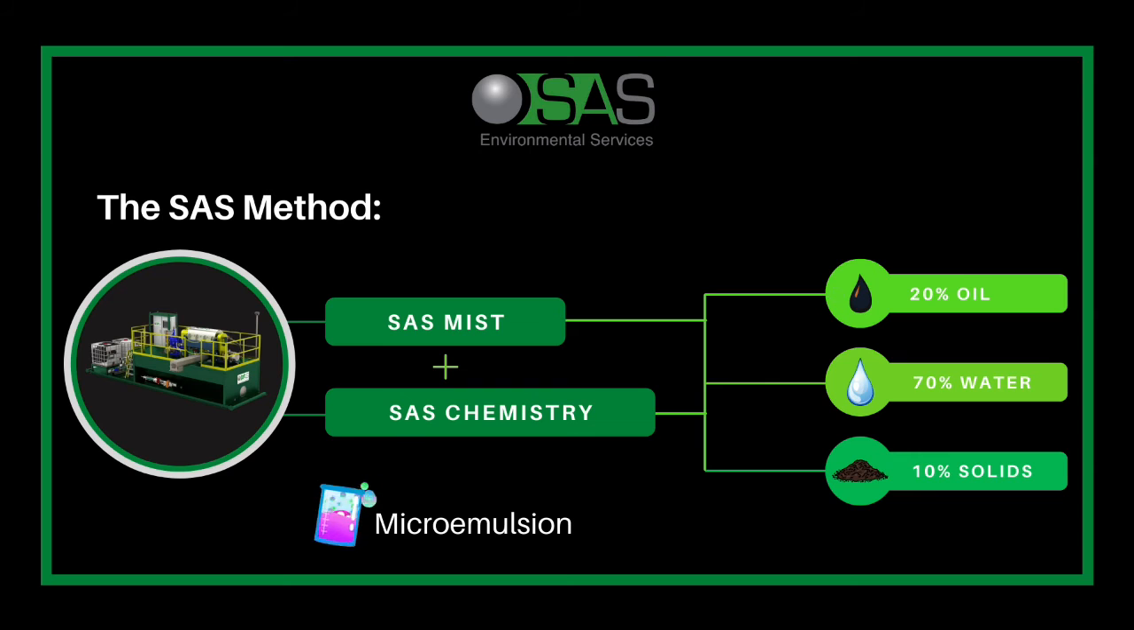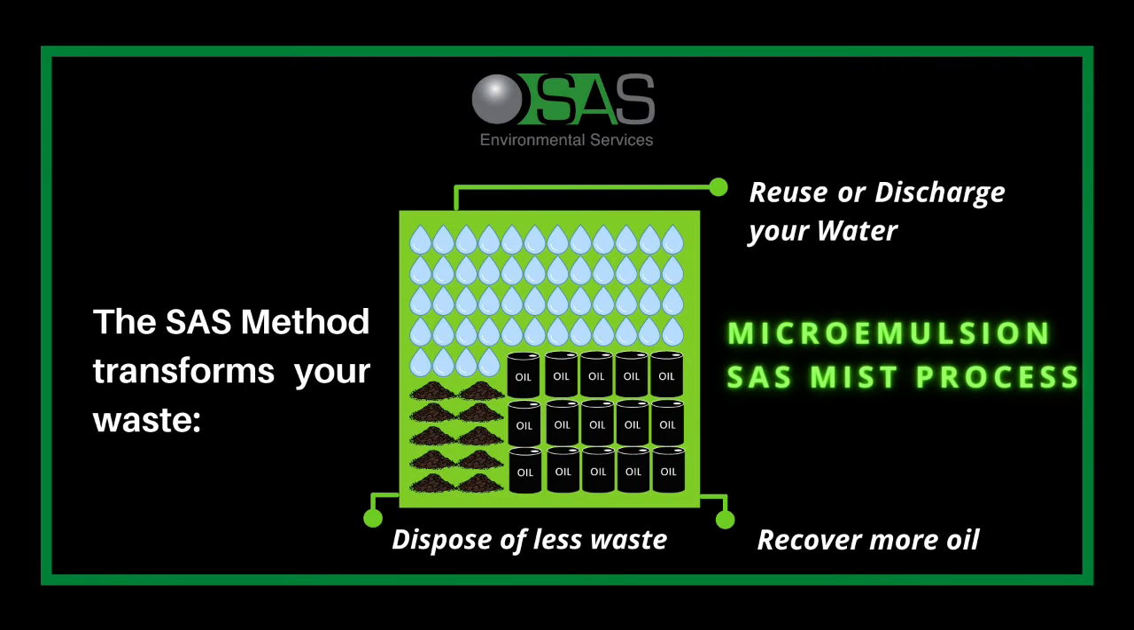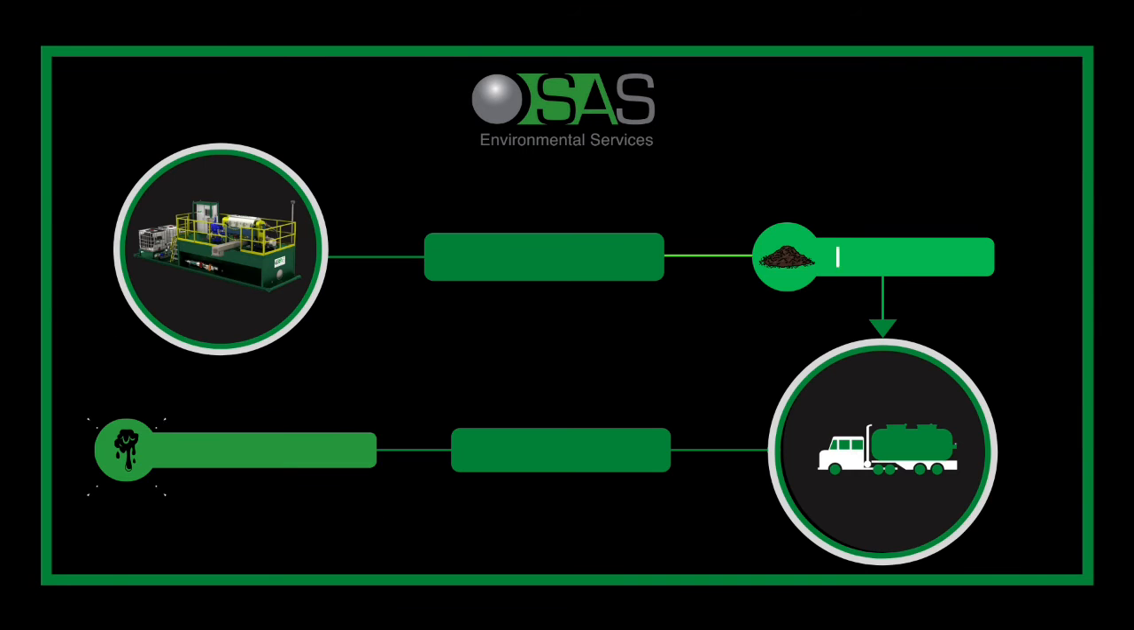Alternatively, what we can do with this 50,000 tons of waste is add a little bit of our chemistry and put it through our SAS mist process. And what happens there is, rather than having to add solids to the waste to turn it into a solid material, we actually remove the water and the oil, leaving only dry solids. The oil and the water will be reused, and it's only the dry solids that we then have to take and transport to the disposal site.